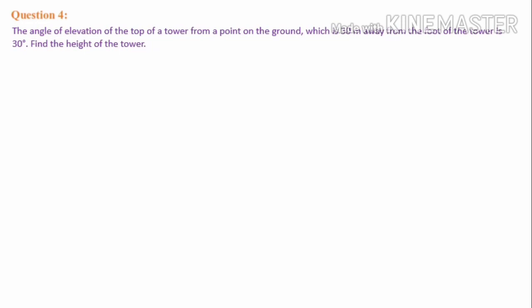So a person is looking at the top of a tower from a point on the ground which is 30 meter from the foot of the tower. There is a tower and a person is standing 30 meter away from the foot of the tower and looking at the top of the tower at an angle of 30 degree. Then we have to find the height of the tower. So let's visualize the question. There is a tower. A person is standing here, 30 meter away from the foot of the tower, looking at the top of the tower, and the angle is 30 degree. So we have to find out the height.